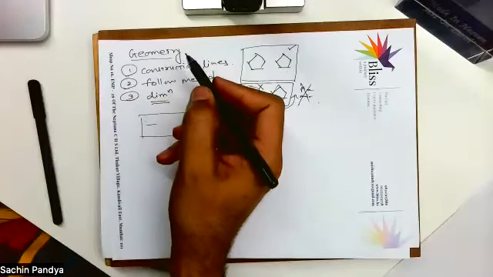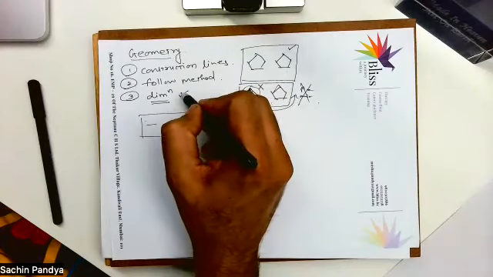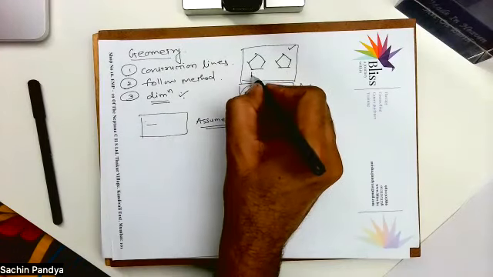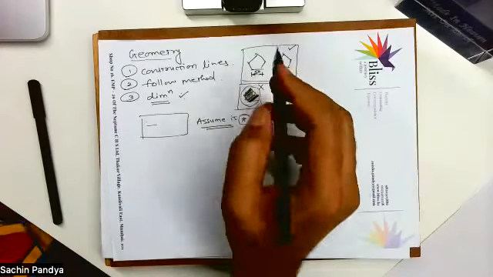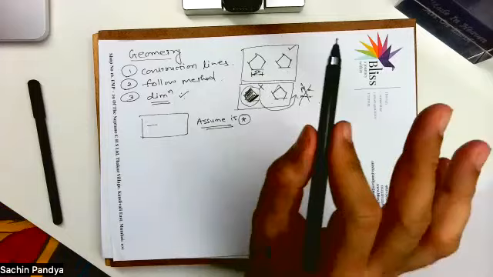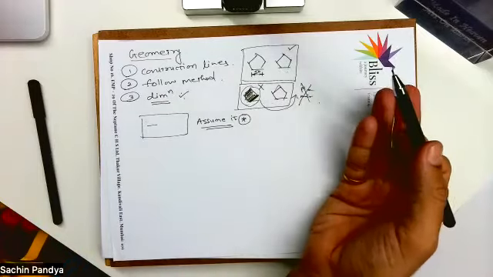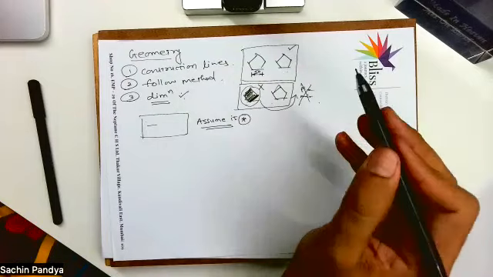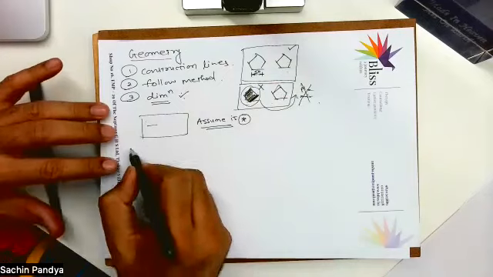After that, in geometry, we need to pay attention only to dimension. If I'm drawing a pentagon, then I need to show dimension. It's very important everywhere. Whatever you're drawing, dimension is a must, unless and until they specify that do not insert any dimension. That time you don't insert dimension. Otherwise, you have to give dimensions. Then we have machine drawing.